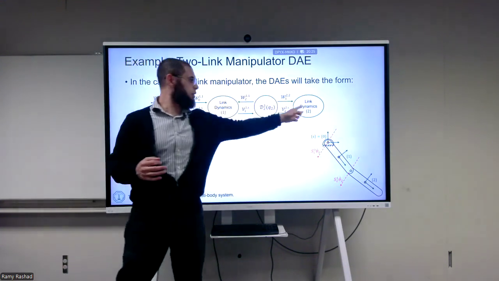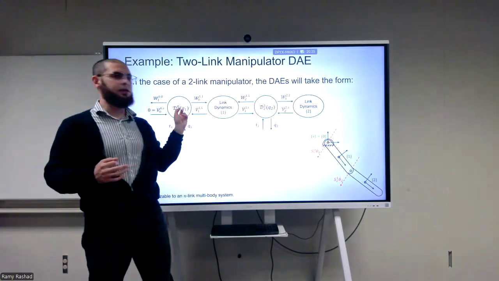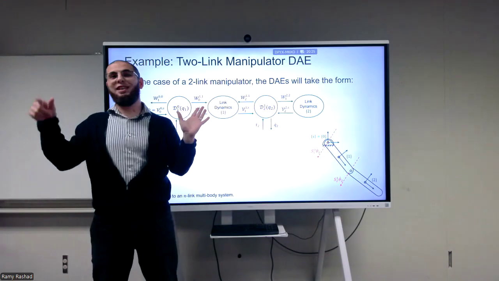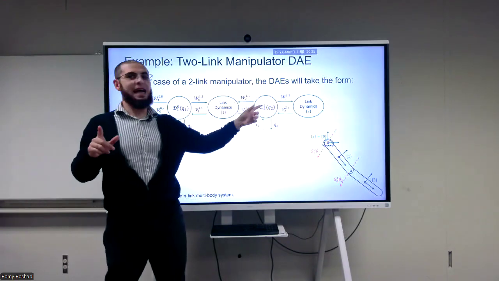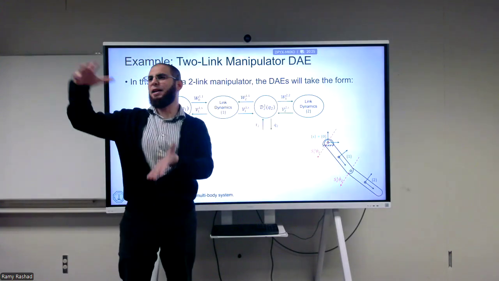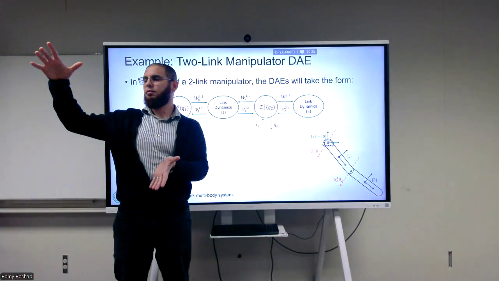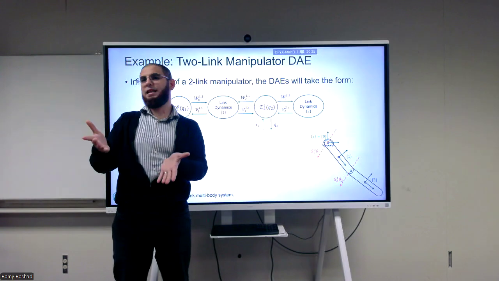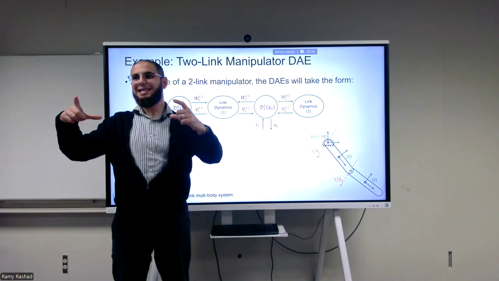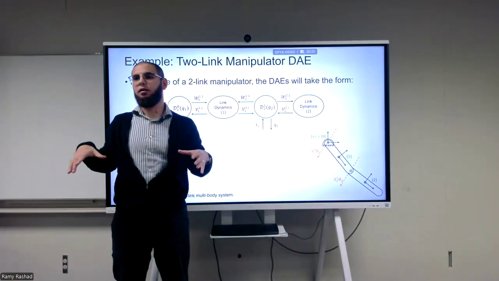I have 1, 2, 3 equations here and 3 equations here. I have 8 equations. Now, each one of these equations, if you remember, is actually a column. For example, the Euler-Poincare equation, what was the dimension of the twist? It was 6, which means if you look at the Euler-Poincare equation, it's actually 6 differential equations coupled together.